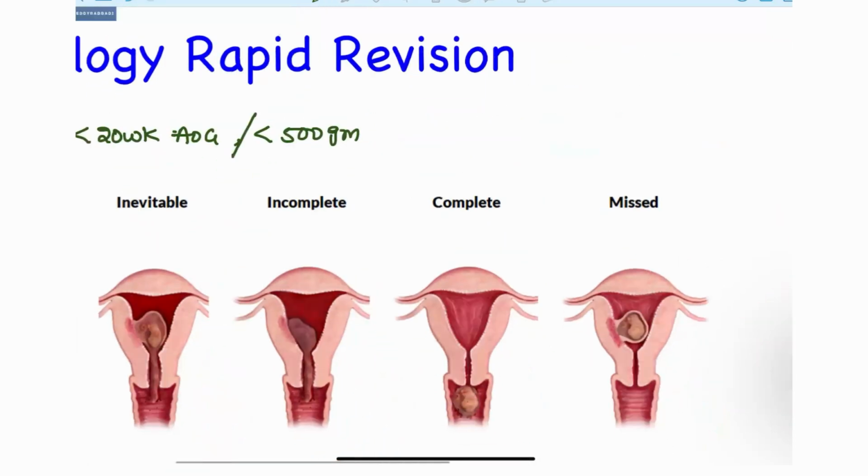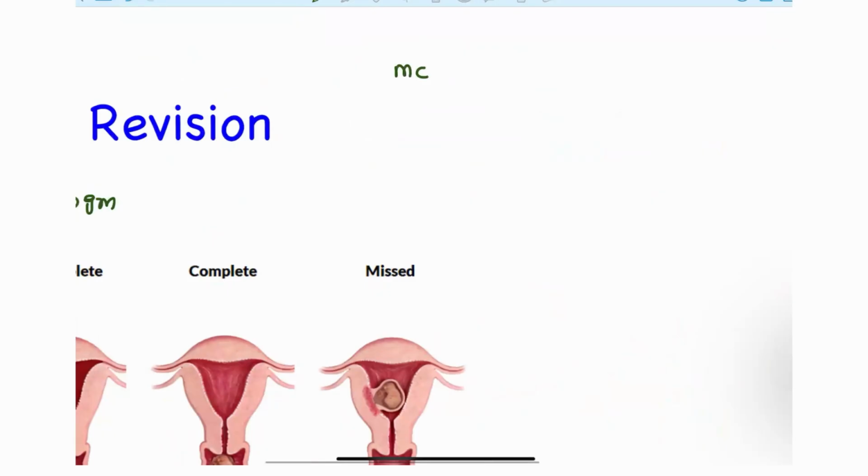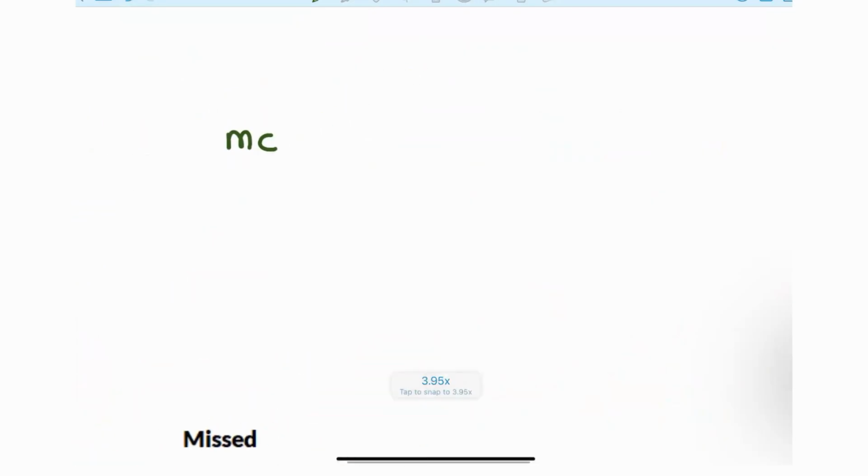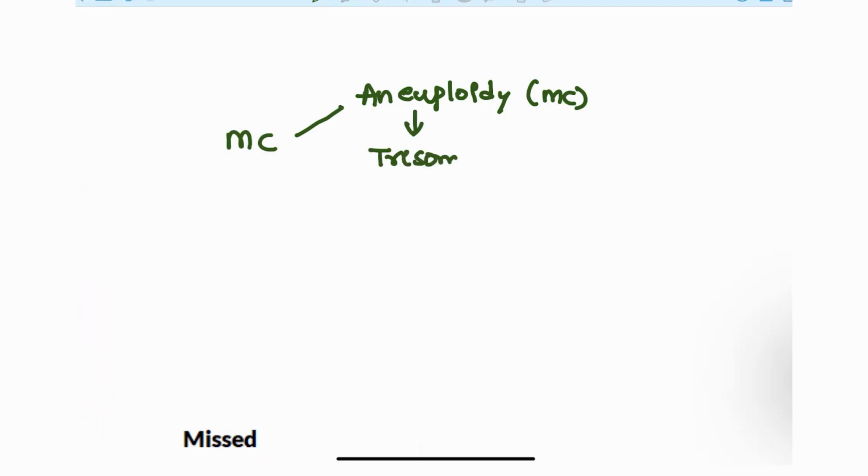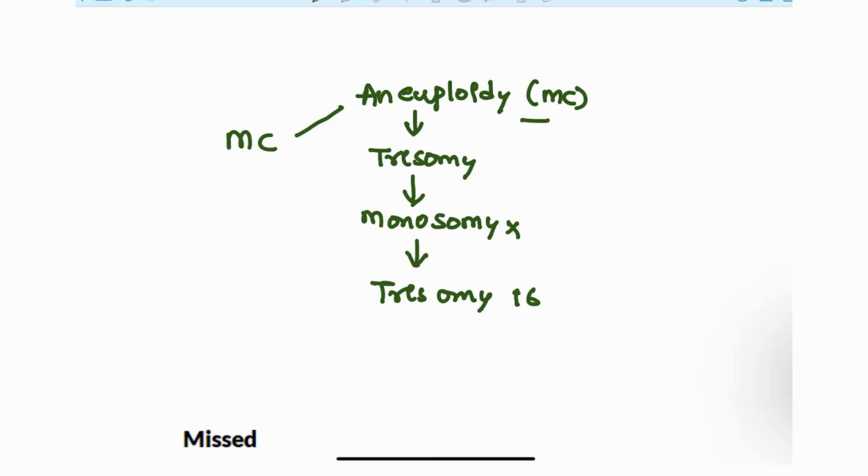Next, what is the common cause? The most common cause for abortions is usually aneuploidies. If you see aneuploidy in the options, you have to choose it as the most common. If it is not given, then you can choose trisomy. Or if trisomy is also not included, then we can choose monosomy X. If even monosomy X is not given, then you can choose trisomy 16. This is how we are going to choose. The most common cause will be aneuploidy only. That is the first thing that you have to remember.